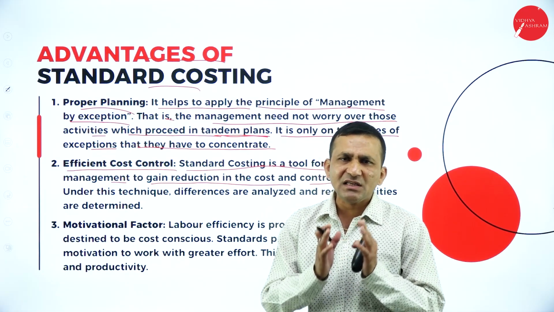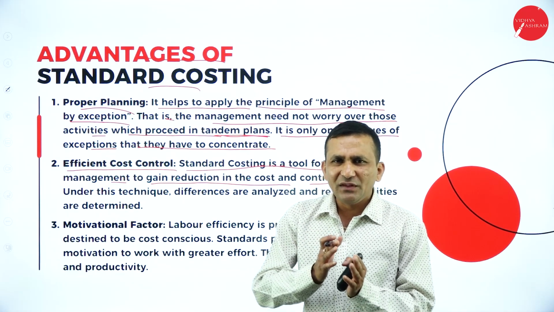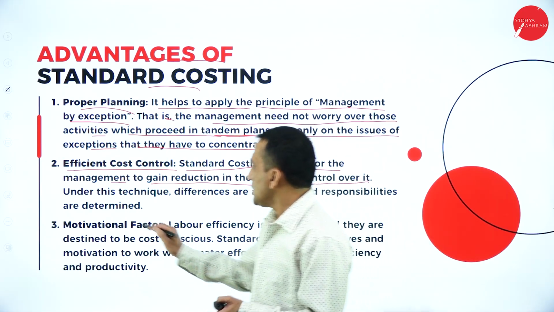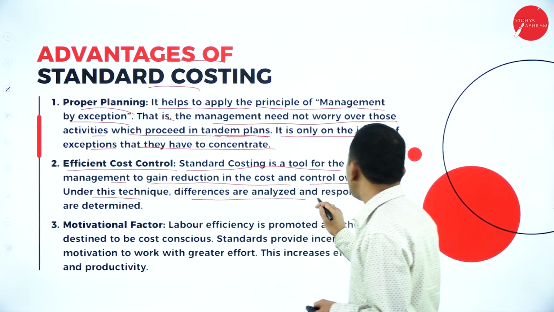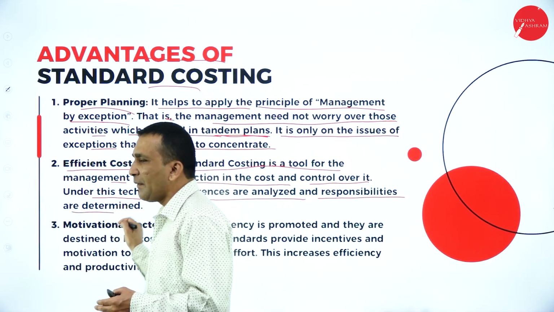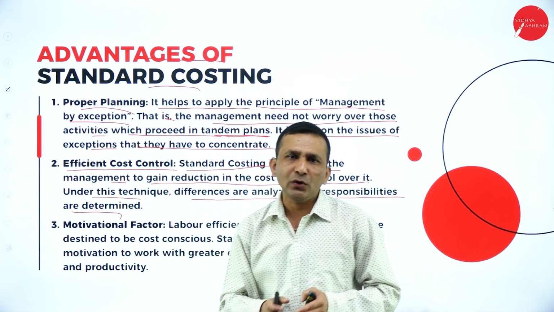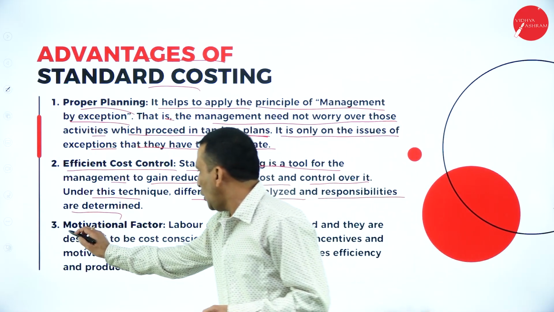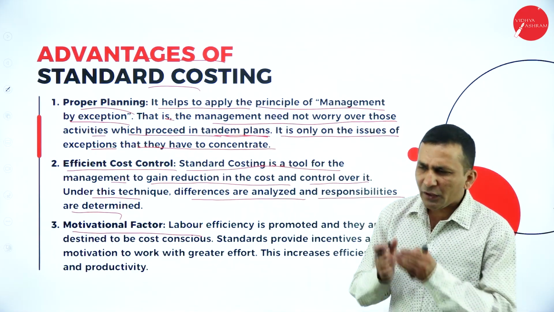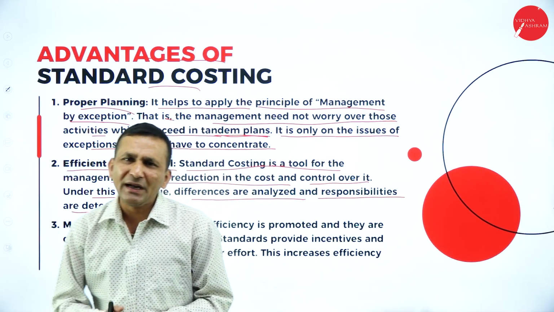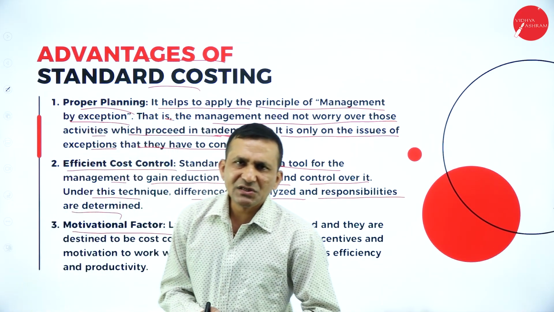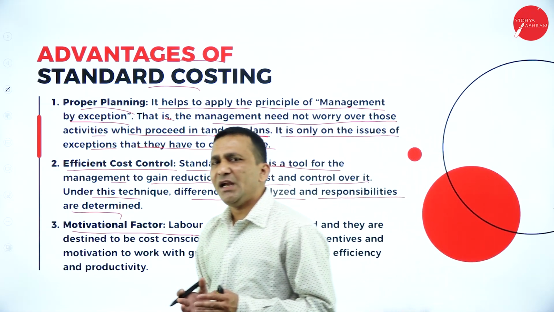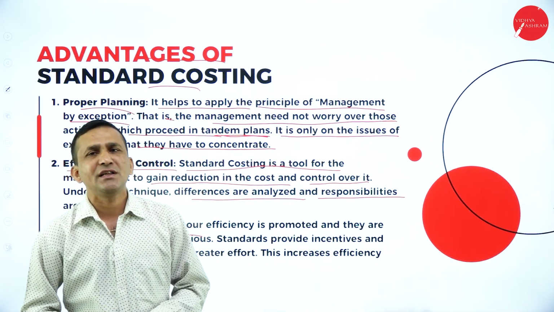So we are comparing the standard with the actual. If there is any cost increase, management will try to reduce the cost. Under this technique, the analysis of differences and responsibility are determined, because everyone is equally important in increasing the profit and reducing the cost factor. And then the motivation factor: either we are motivating labor, providing incentives, or any extra remuneration. We are setting a standard, so everyone is keen to achieve the standard set by the management.